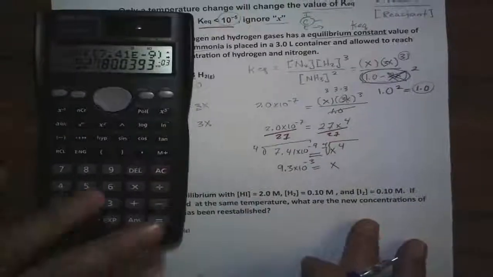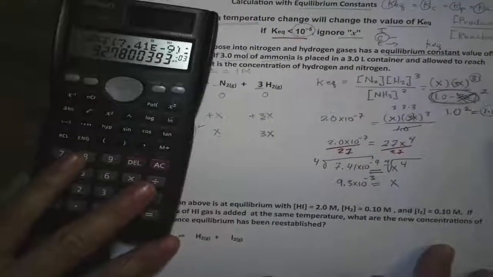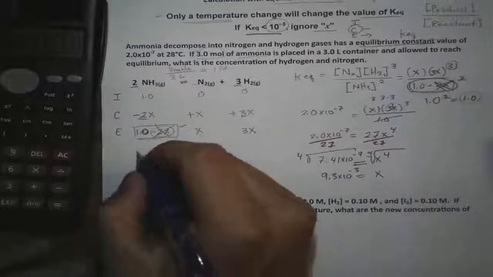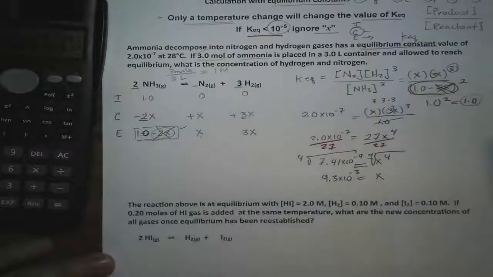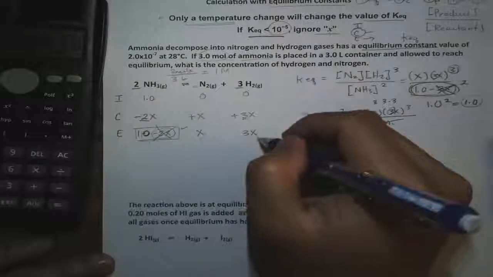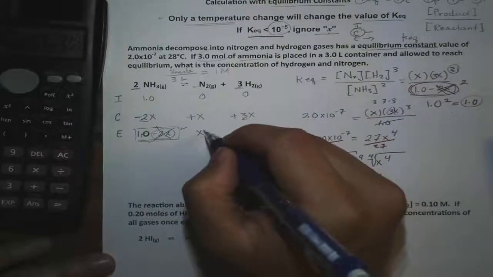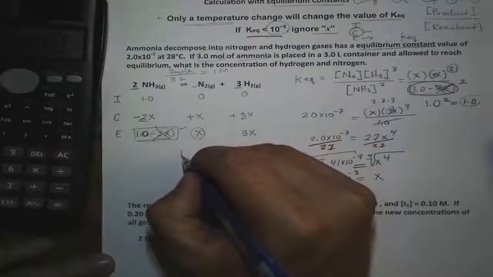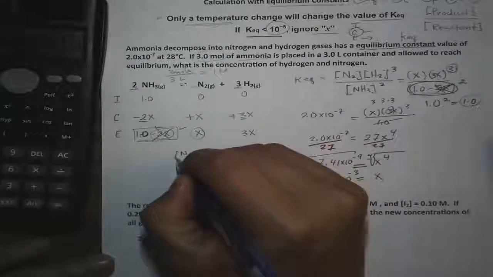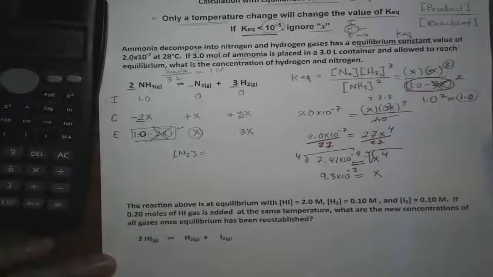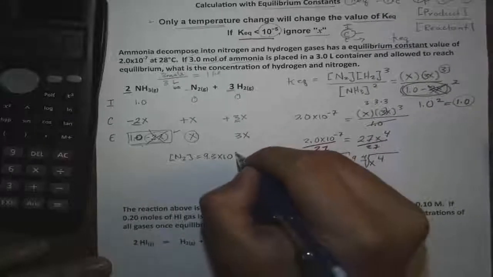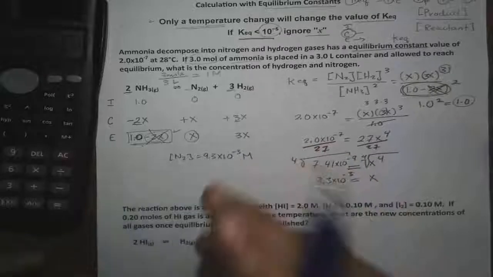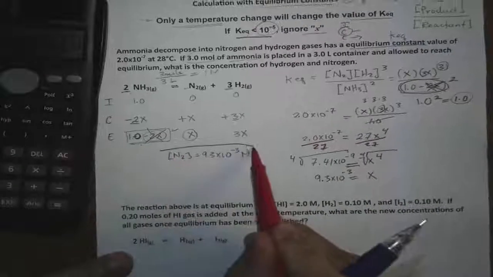Okay. So if we were to look for the concentration of hydrogen, that's pretty easy. Well, let's do nitrogen first. How about that? Because we don't have to worry about that 3. Well, for nitrogen, it's just represented by x. So for N2, the concentration is very easy. It's just 9.3 times 10 to the negative 3 molarity. And that would be for N2.